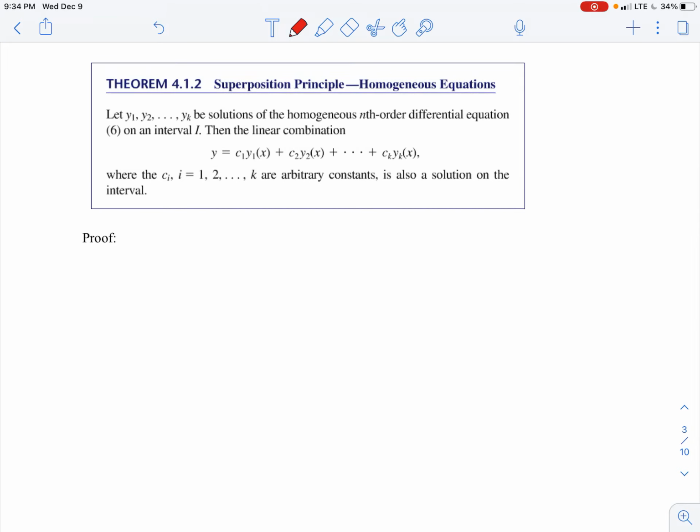All right, welcome to the third page. We really talked about the top of this already. But here we're going to talk about the superposition principle of homogeneous equations.